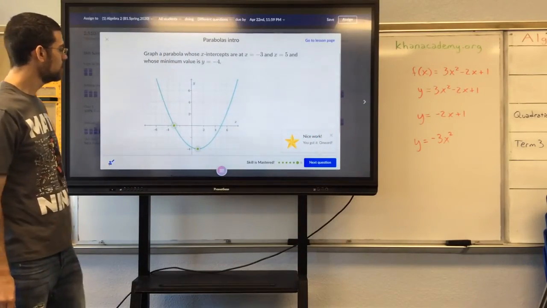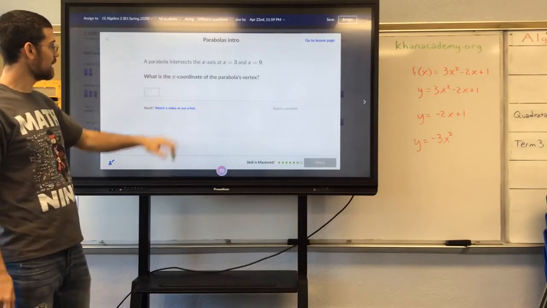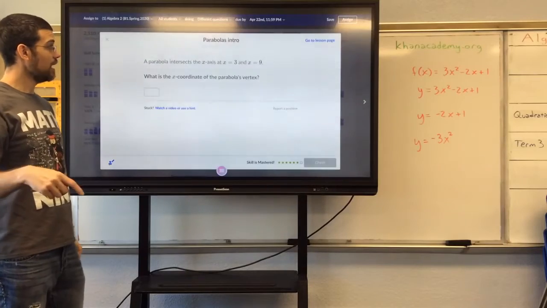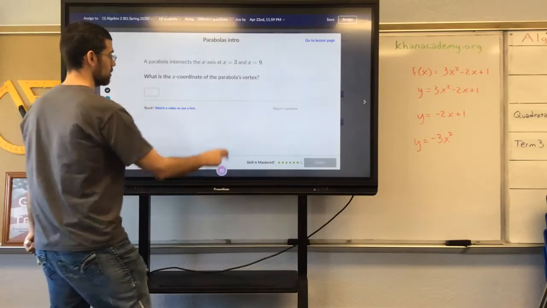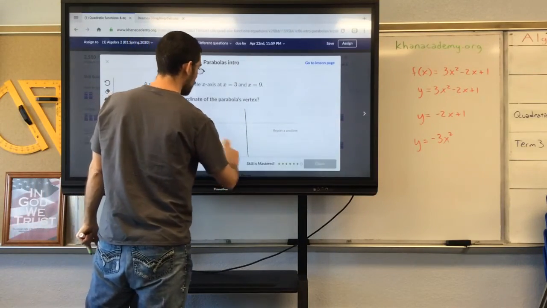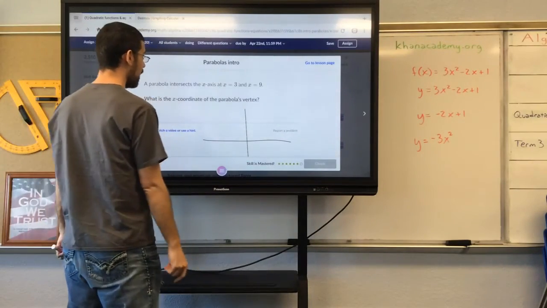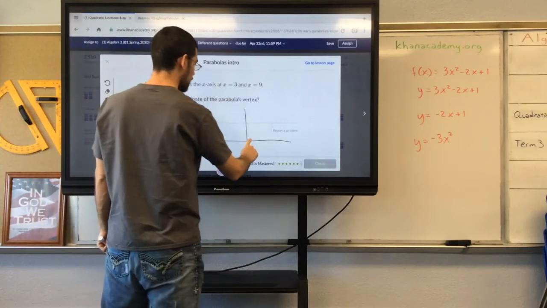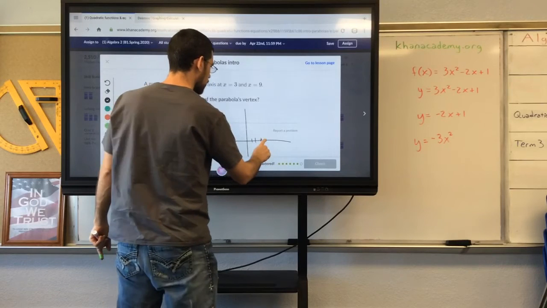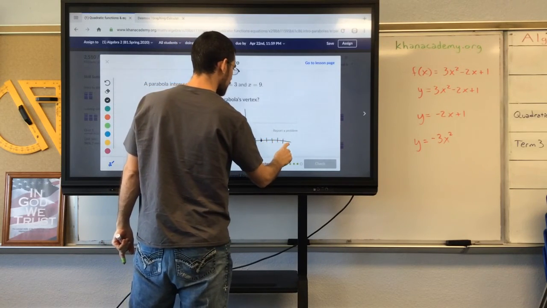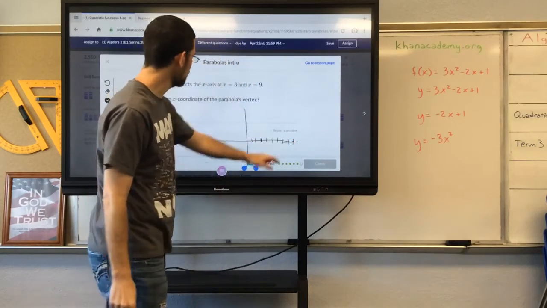Last question. A parabola intersects the x-axis at x equals 3 and x equals 9. What is the x-coordinate of the parabola's vertex? Okay, so let's graph what we know of it. They didn't give us enough to know everything about the function, but they did tell us that we cross the x-axis at 1, 2, 3, and 4, 5, 6, 7, 8, 9. Okay, we cross here and here.